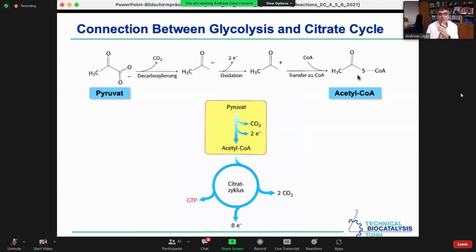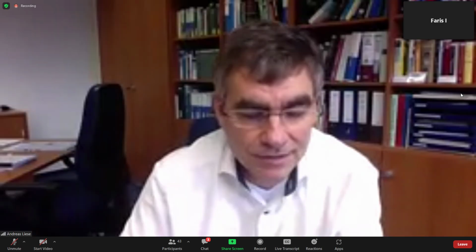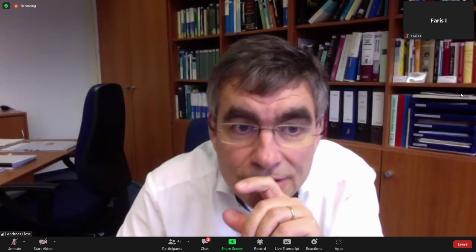So the PDC, the pyruvate decarboxylase, is connecting glycolysis and the citrate cycle. And you need cofactors to move this. And in the cell, in the first step, carbon dioxide is split off. And then an intermediate is formed, or two intermediates, and this is then stabilized with coenzyme A that is then fed to the citrate cycle for further conversion.